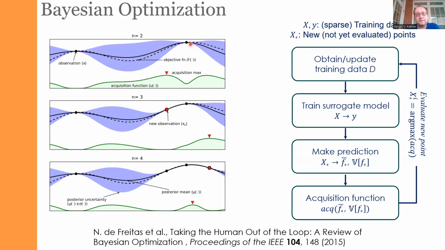You do the measurements at a location, you reconstruct the function and its uncertainty, you combine function and uncertainty to create the acquisition function, you choose the maximum of the acquisition function as the location for a new measurement. Once you've done the new measurement, you repeat the process. You reconstruct the function and uncertainty, reconstruct the acquisition function, and then continue this process until you run out of the experimental budget.